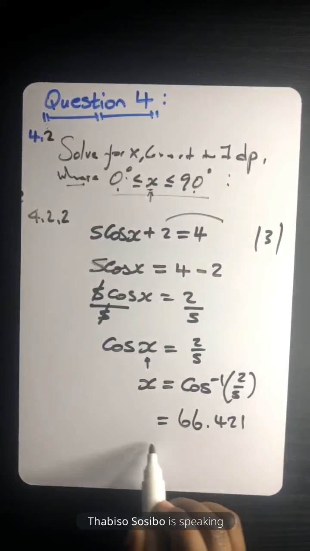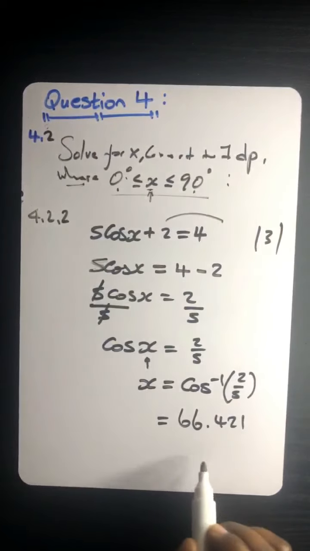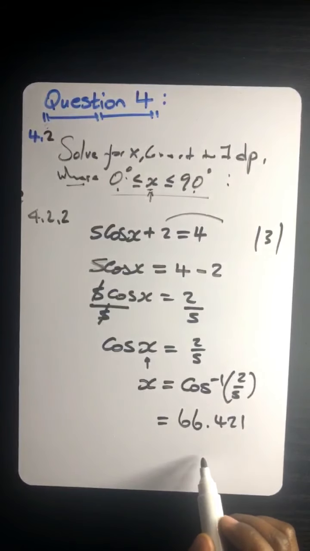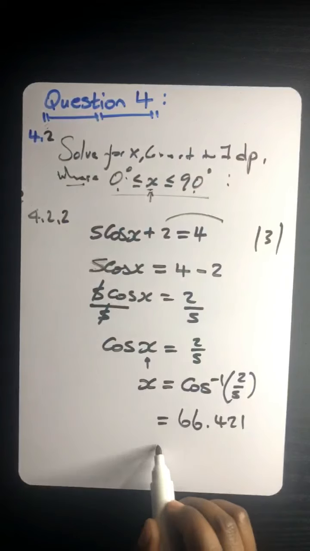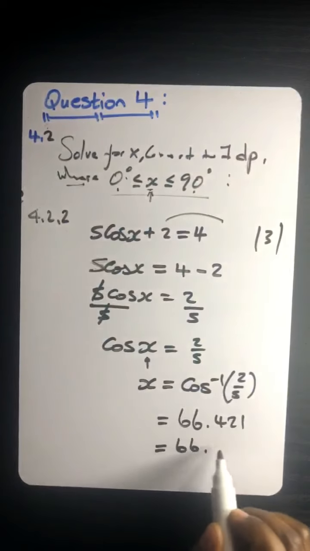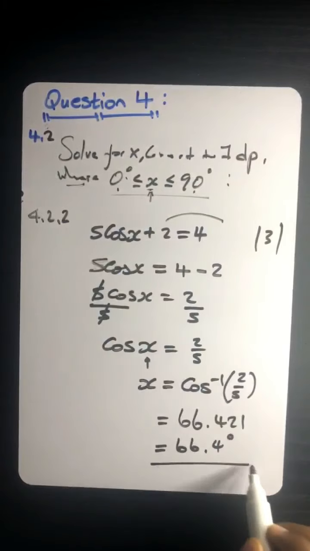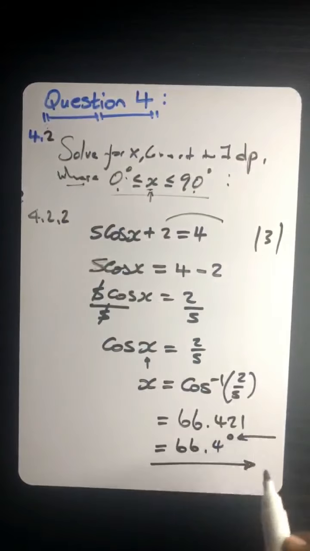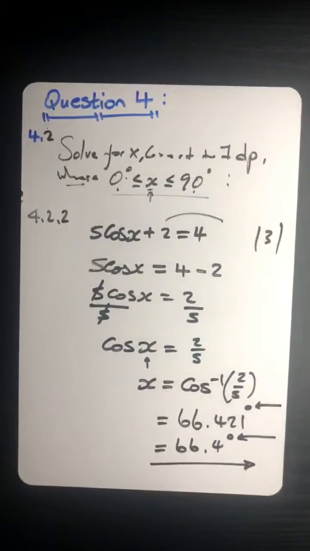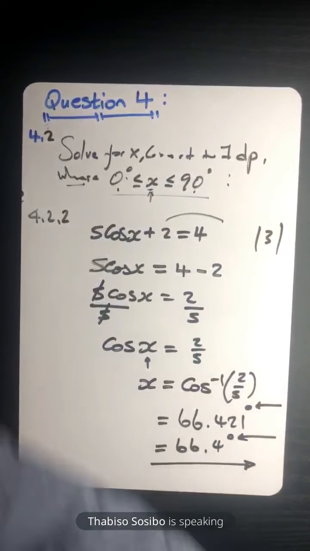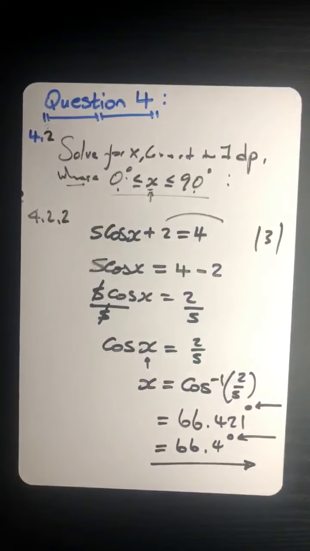Is this the final answer? Do we still continue? We must round off, meaning we are having 66.4 degrees. Remember that degrees.